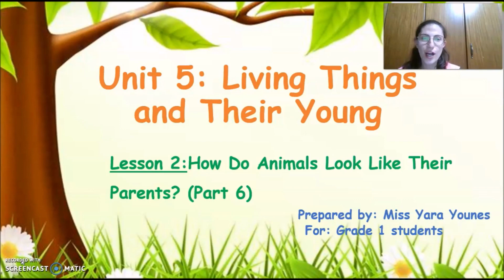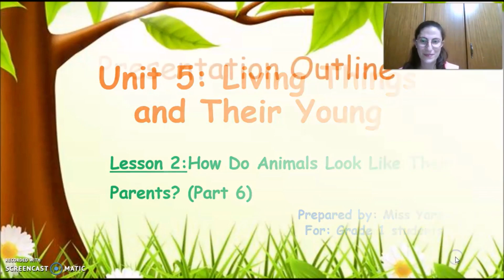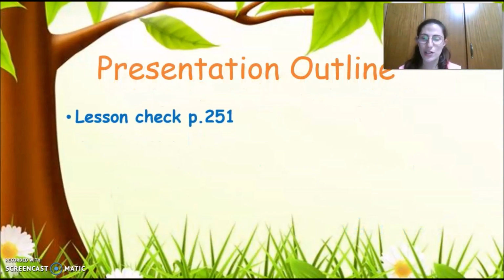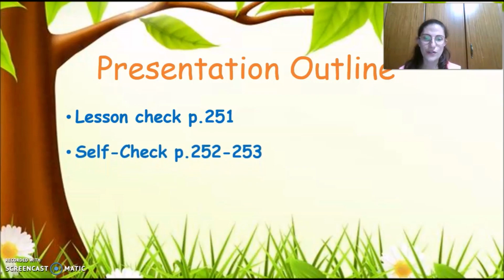We're still on Unit 5, Living Things and Their Young, Lesson 2, How Do Animals Look Like Their Parents, Part 6, and this is the final part of this lesson. For today, we're going to cover the following points. Lesson check, page 251. Self-check, page 252 to 253.